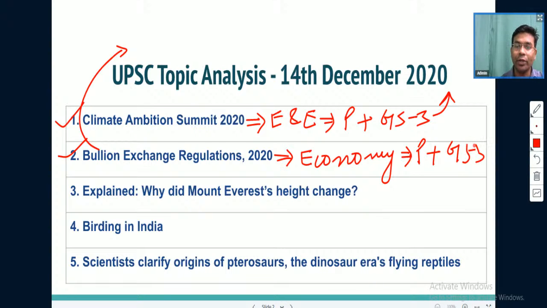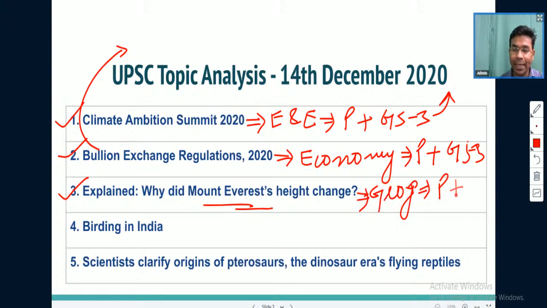Under the economy section. Then the next topic that we will understand is the explanation of why the height of Mount Everest changed. Why did the height of Mount Everest change? We are going to understand the explanation to answer this question. It is a very important topic from the geography perspective. As you know, geography is one important area in your prelims exam as well as General Studies paper 1 of your mains exam.